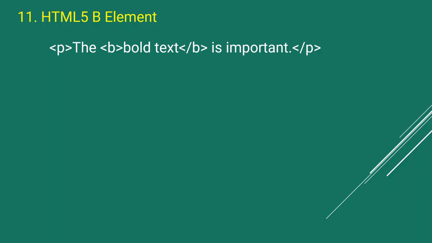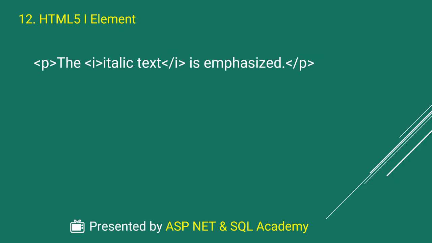The B element is used to define bold text. It is often used to draw attention to specific parts of a web page. The I element is used to define italic text. It is often used to indicate emphasis or to set off text from the surrounding content.